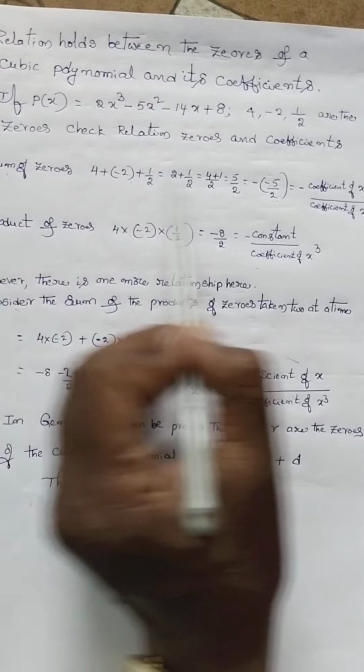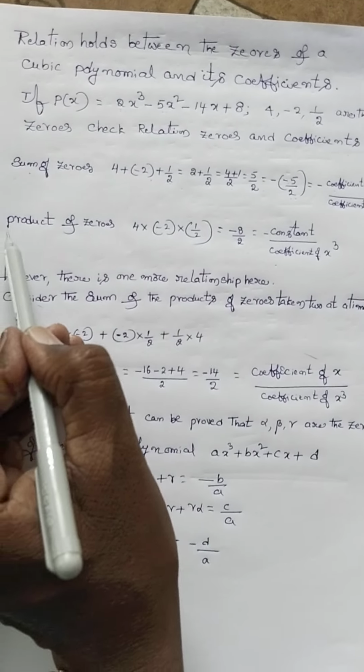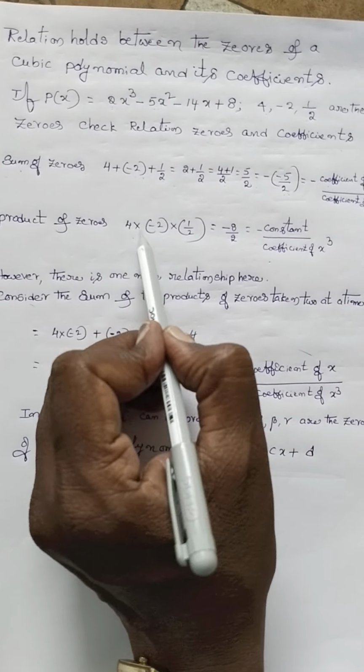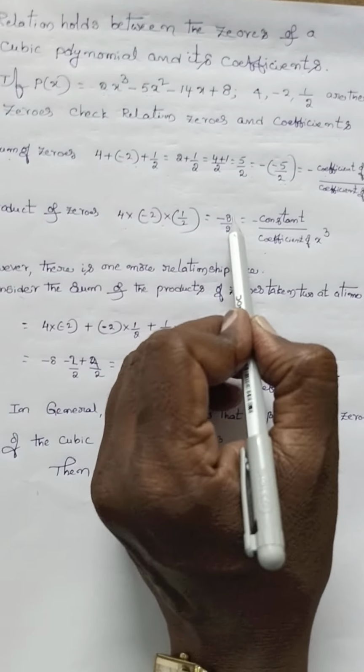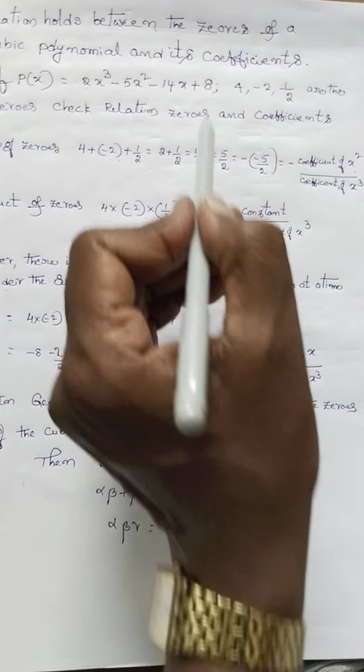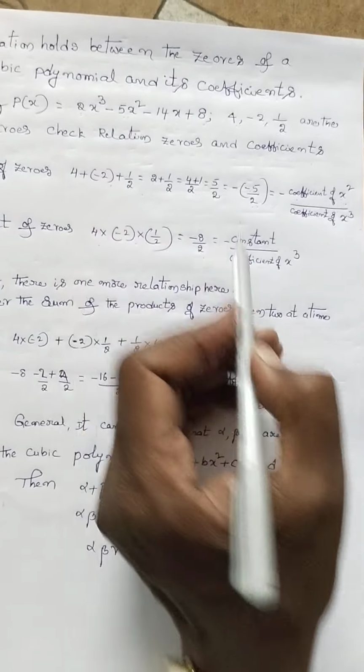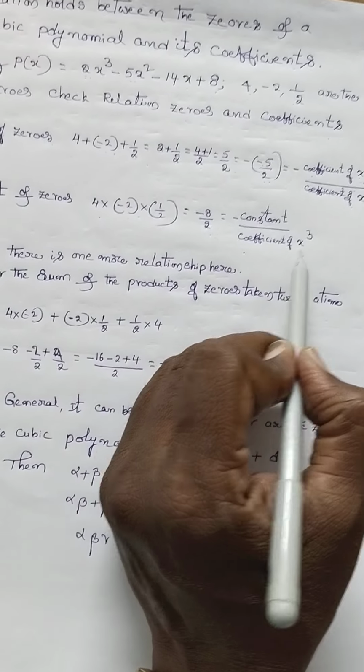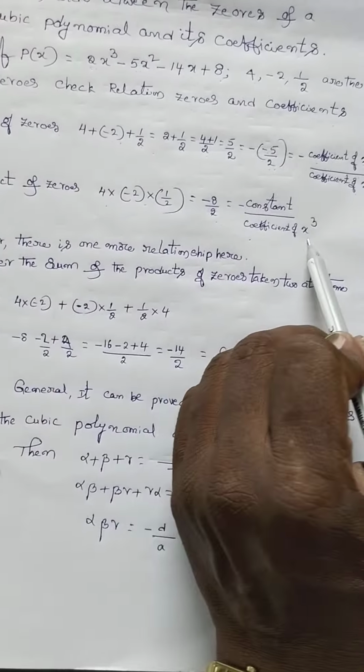2 is the coefficient of x cube. The relation of the zeros and coefficients. Product of the zeros: 4 into minus 2 into 1 by 2 is minus 8 by 2. That is minus constant by coefficient of x cube. What is the constant here? 8. So here also, 8 by the coefficient of x cube, which is 2.